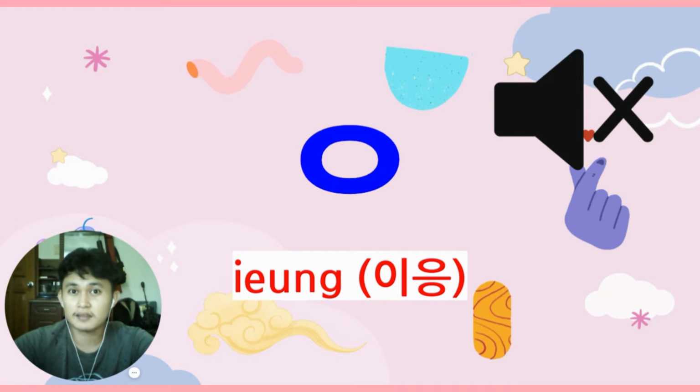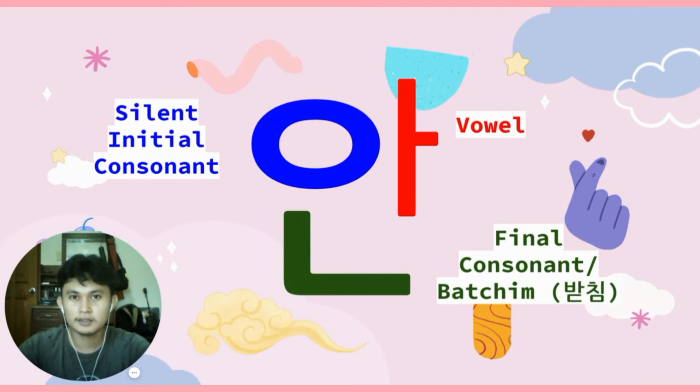I will be discussing this character more in our future videos, but for now, let's just take it as a silent consonant, which we can use as an initial consonant when the syllable does not have an initial consonant sound. This is what it looks like to have ieung as the initial consonant. As you can see, we are still satisfying the rule that the syllable should have an initial consonant. Yet, this syllable does not have an initial consonant sound because ieung is silent. This syllable block is the hangul for the syllable an.